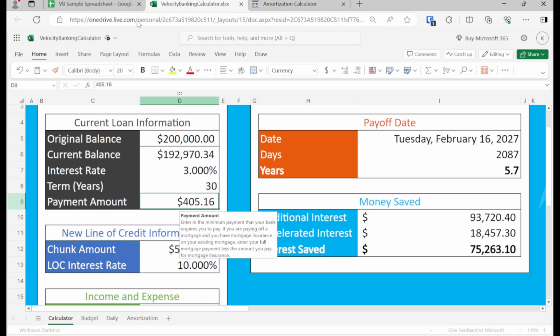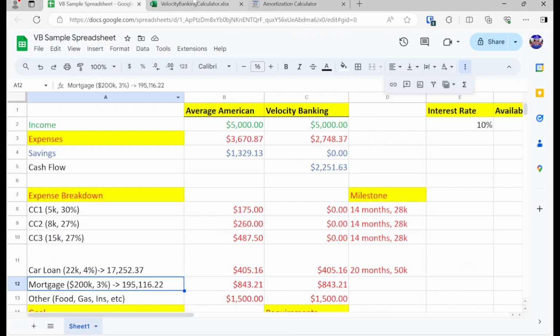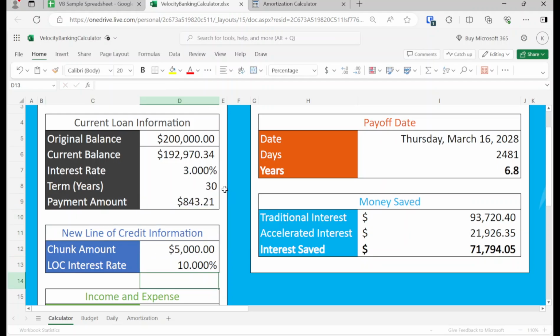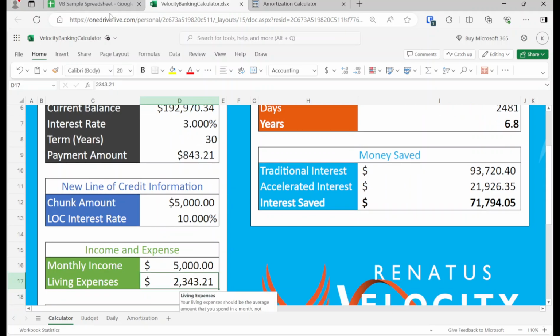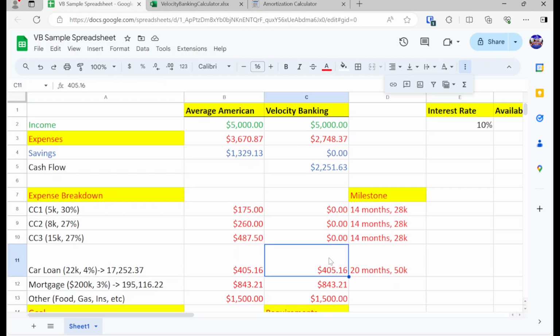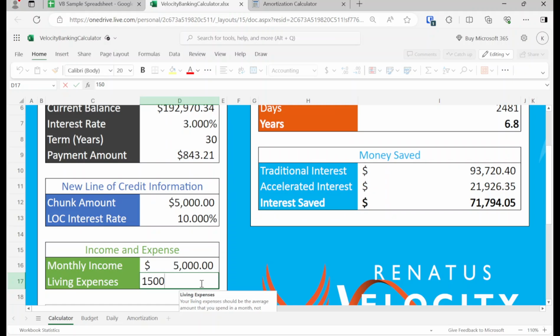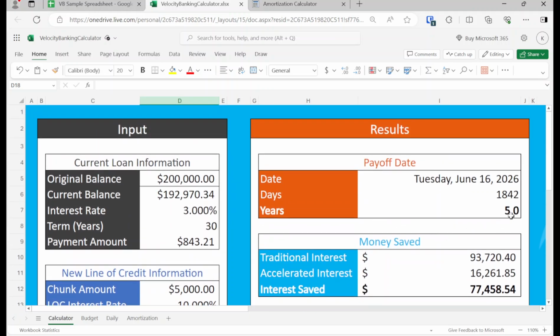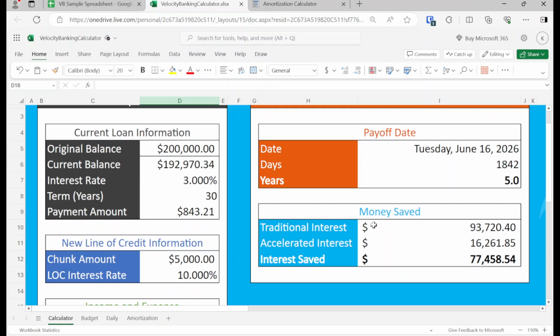3%, 30 years, and we're gonna pay 843.21. Okay, and now we gotta decrease this because the car has been paid off. So it's gonna be 15. So let's put a 0 here, and then now this is gonna be 1,500, because we take into account everything except for the loan that we're paying off, because that payment is accounted for here. And then as you can see, it takes us 5 years to pay the sucker off, right?